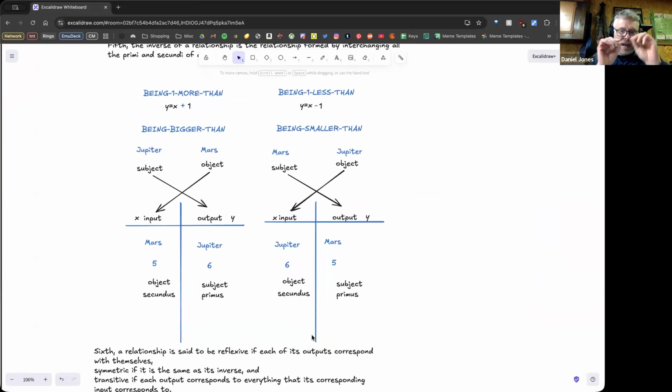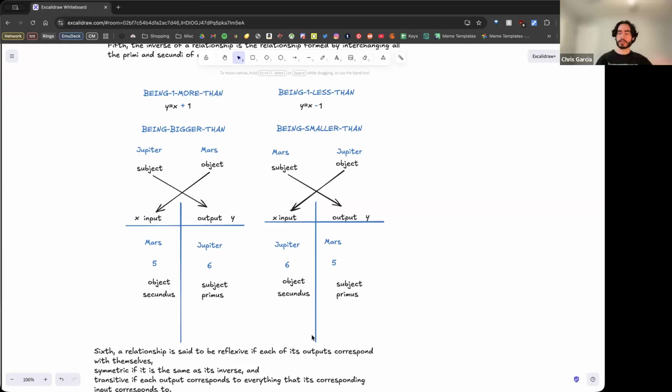So if A is related to B and B is related to C, if it's always true that A is also related to C, then the relationship is transitive, because A is related to everything that B is related to. Am I off on this? Is being bigger than transitive? What do you guys think?